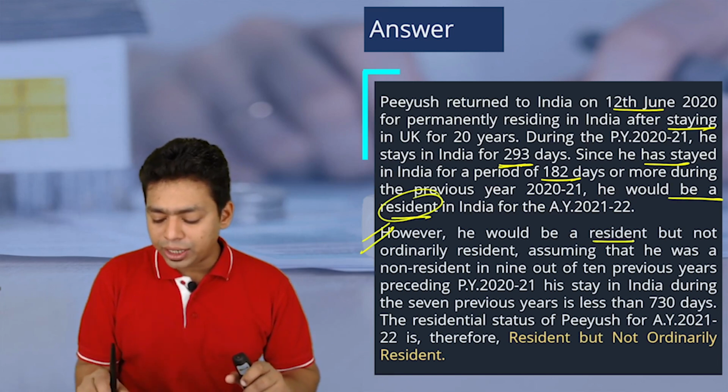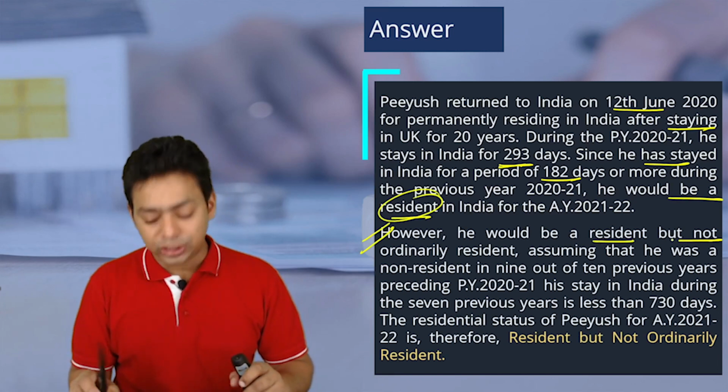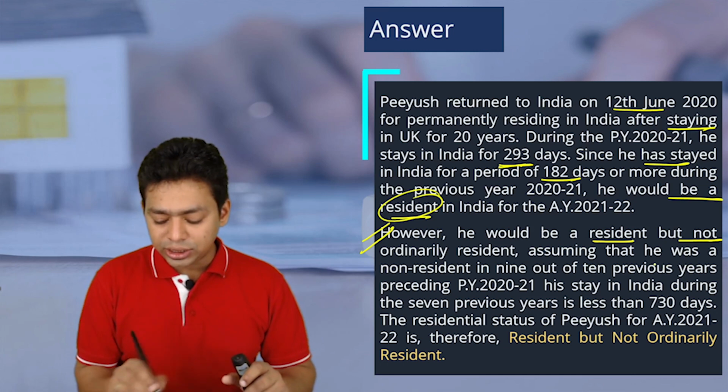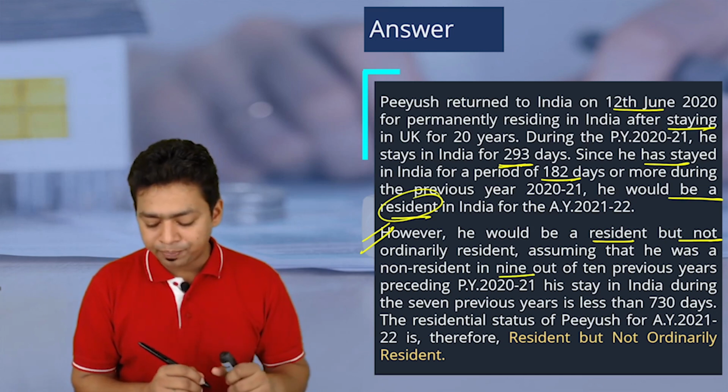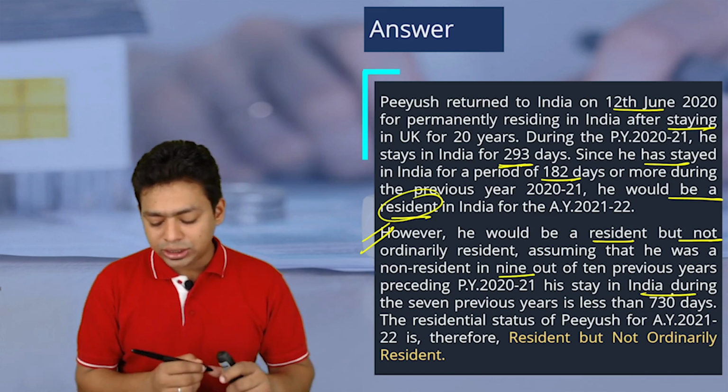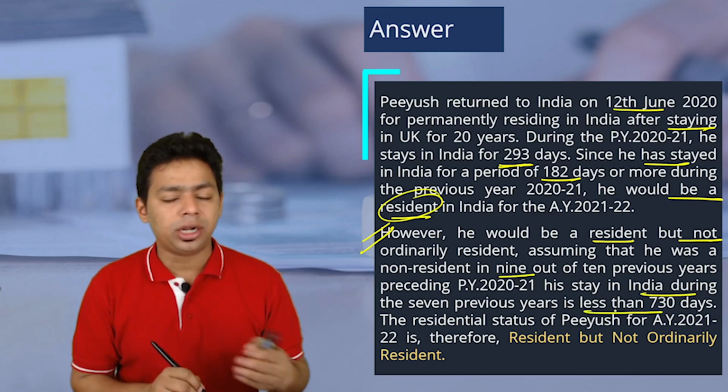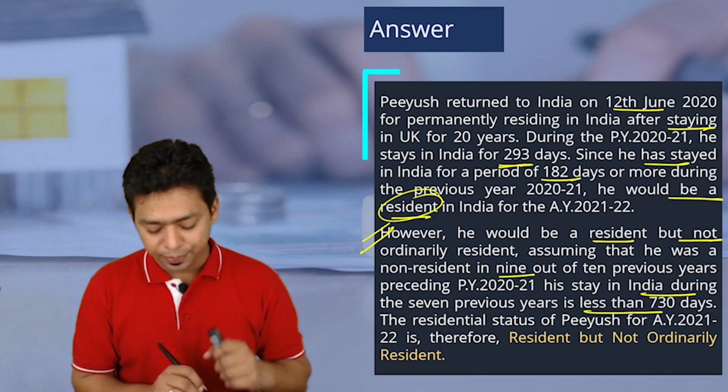However, he would be resident but not ordinary resident, assuming that he was a non-resident in 9 years out of 10 previous years preceding 2021, and his stay in India during the 7 years is less than 730 days because they have given the data in such a way.